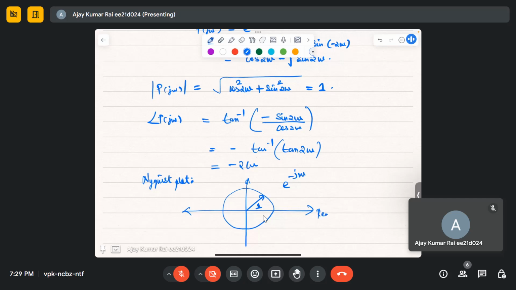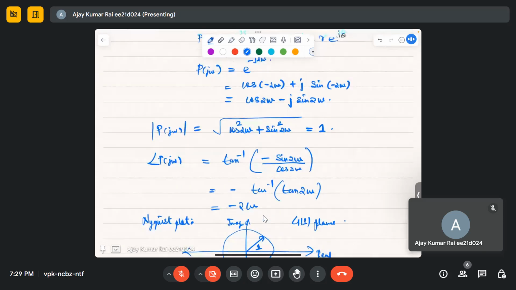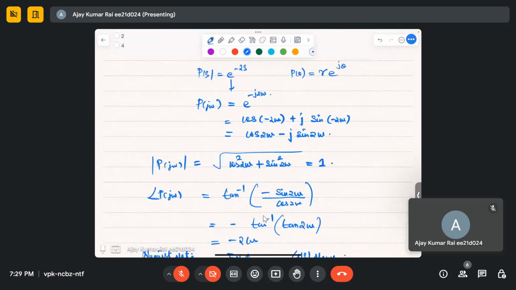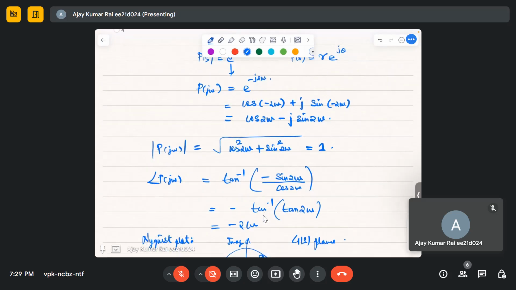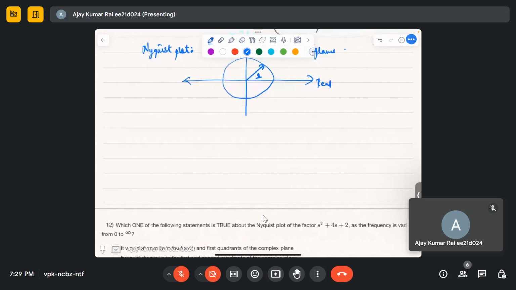This is the real part and this is the imaginary part. We have already covered this. This is the G of S plane. For different omegas, you will get this. So the answer is 1. I think this is very straightforward. Already that's discussed in the theory part also, for this delay function.